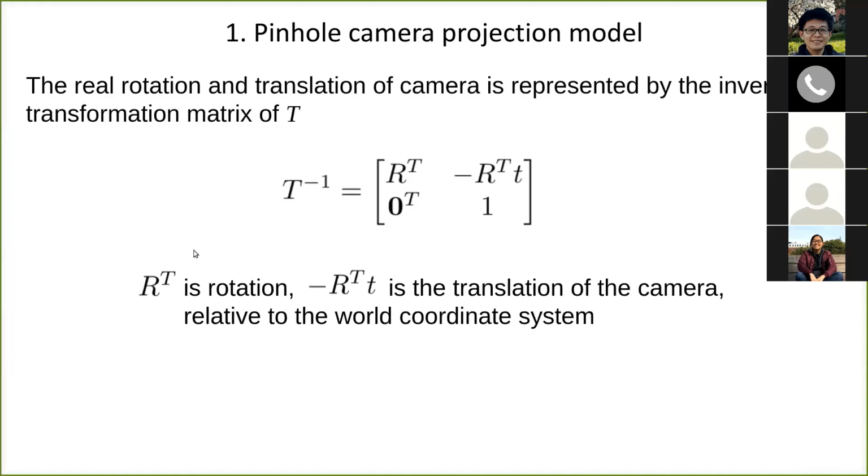So that is to say, the rotation R transpose, or R inverse, because for a rotation matrix the inverse is equal to the transpose. And also the translation is minus R transpose multiplied by T. So this matrix and vector will be the real motion of the camera.